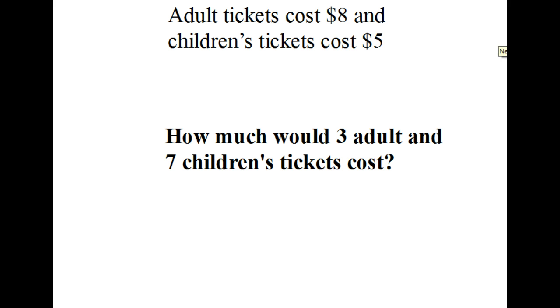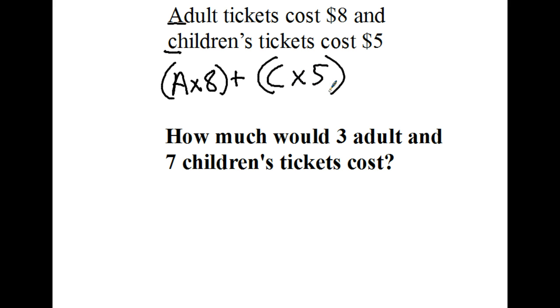Adult tickets cost $8 and children's tickets cost $5. Sounds like an A for an adult and a C for children. A times $8 each, plus the children times 5. And I just need to solve it.